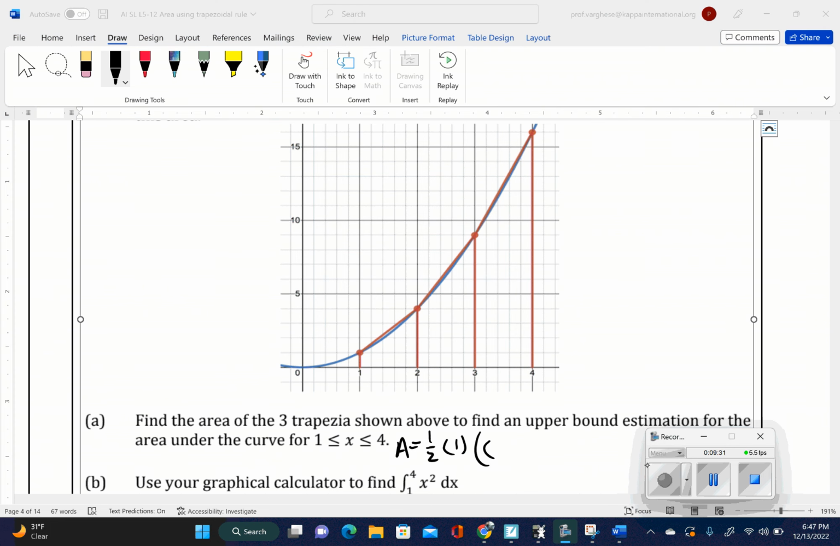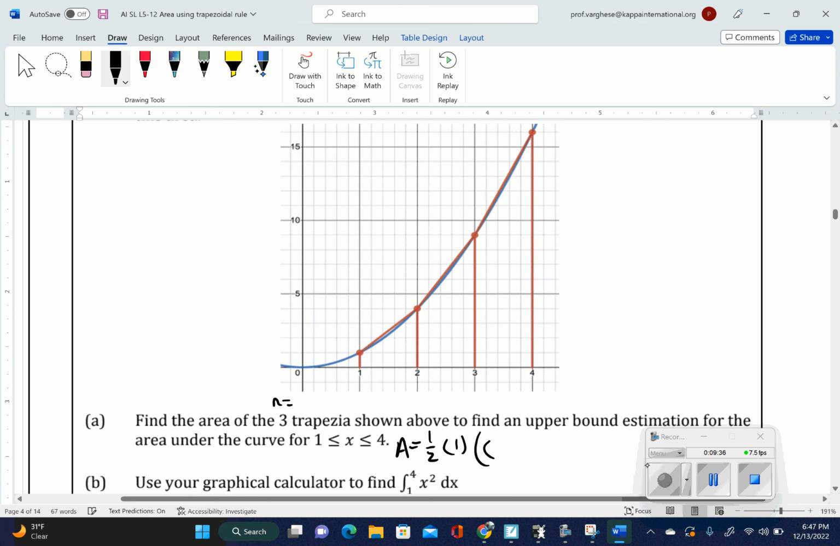So I'm starting out the same way. Find the area of the three trapezia. My n again is 3. My height is 1, right? From this distance to this distance, that's all 1. So the height of my trapezoid is going to be 1. And then I'm putting my first number.